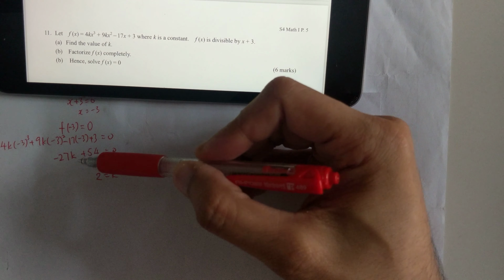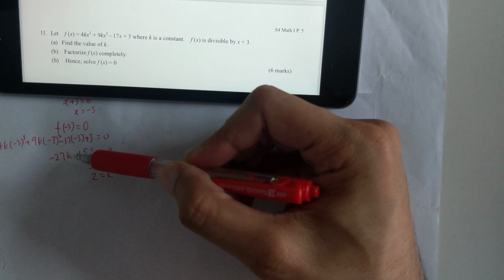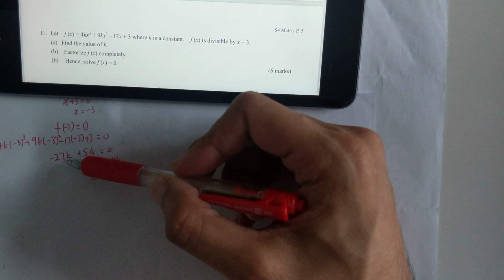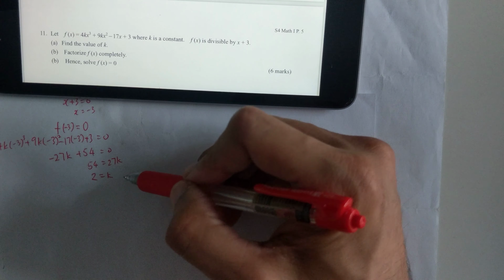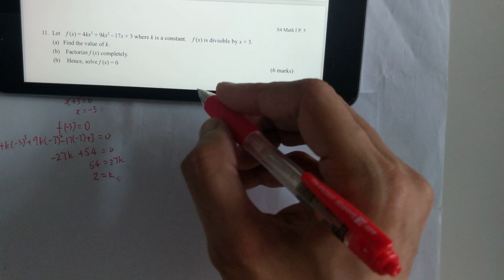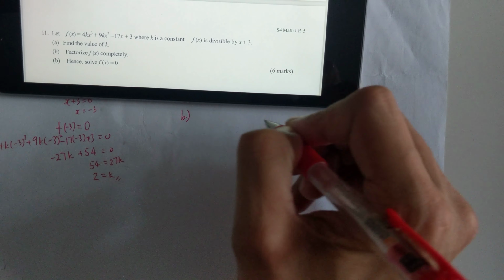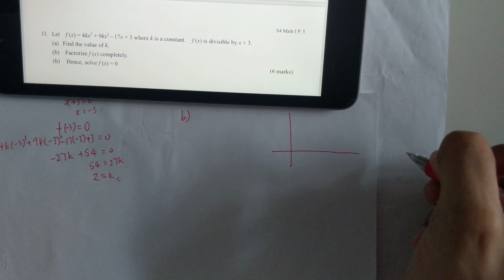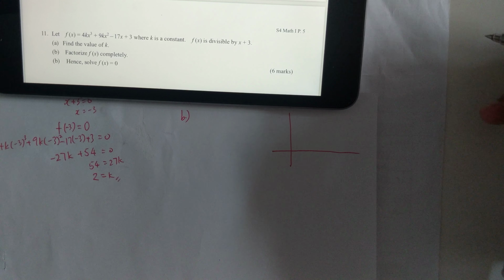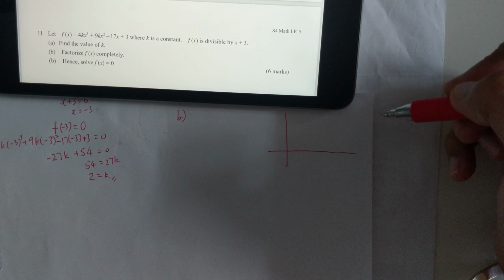And to save time, it's negative 24k plus 54. So move the negative 27 over and then divide the 27 underneath 54, you get 2. So part A is done. And for part B, when you do factorization, either you can use the division or use a simple method using the coefficients. So this is the synthetic division.